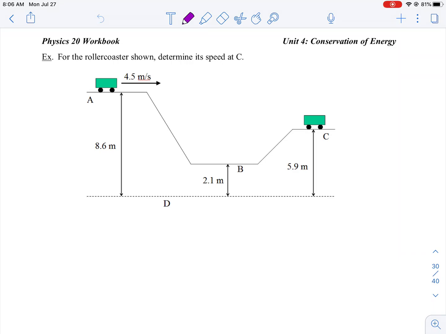Okay, let's do a couple more examples involving conservation of mechanical energy. And again, for each of these examples, I recommend you pause, give them a try yourself, and then we take it on together.